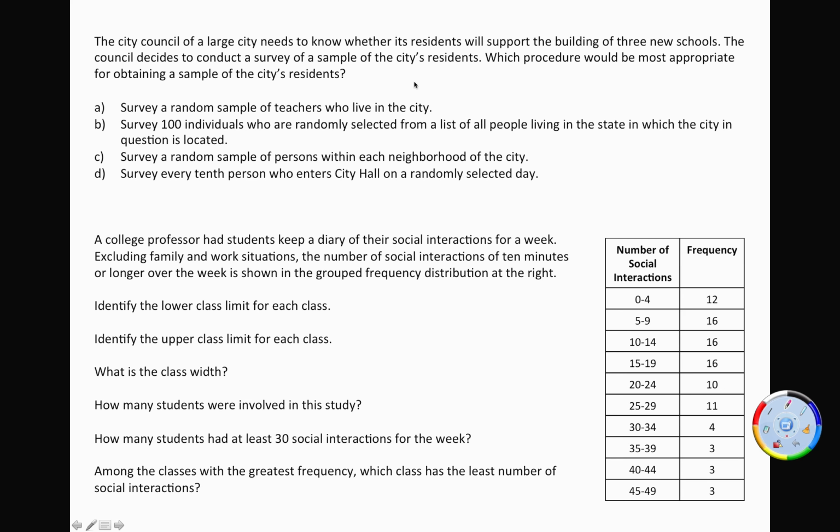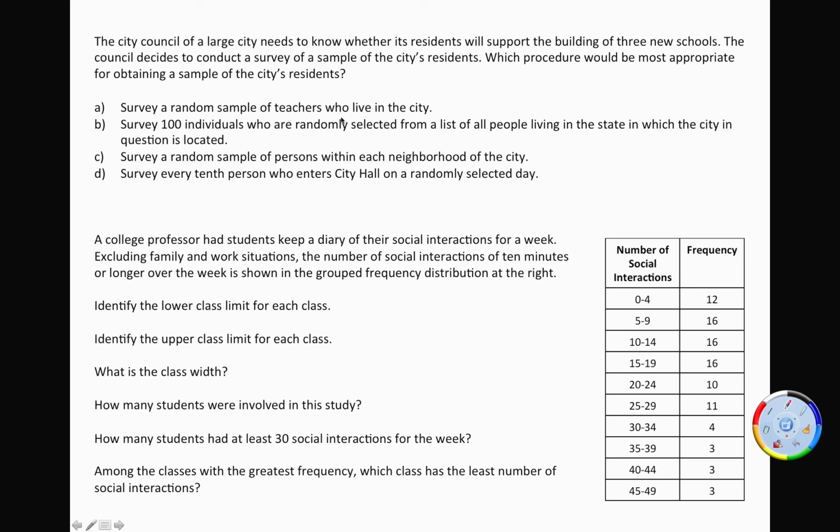The city council of a large city needs to know whether its residents will support the building of 3 new schools. The council decides to conduct a survey of a sample of the city's residents. Which procedure would be most appropriate for obtaining a sample of the city's residents? A. Survey a random sample of teachers who live in the city.